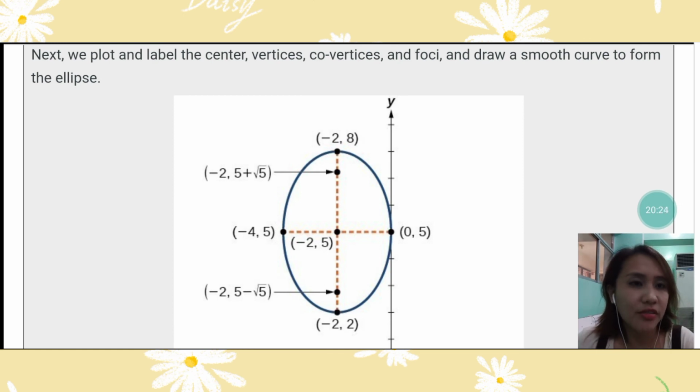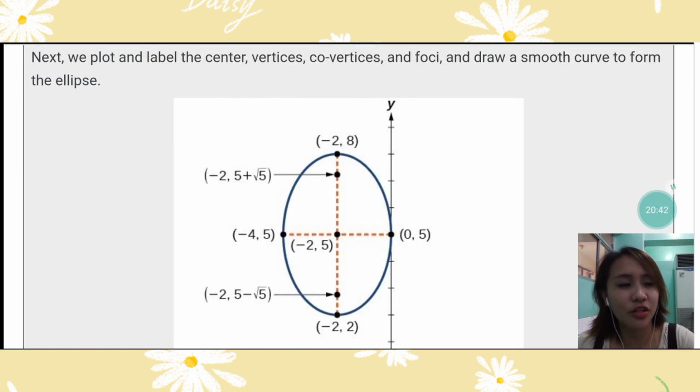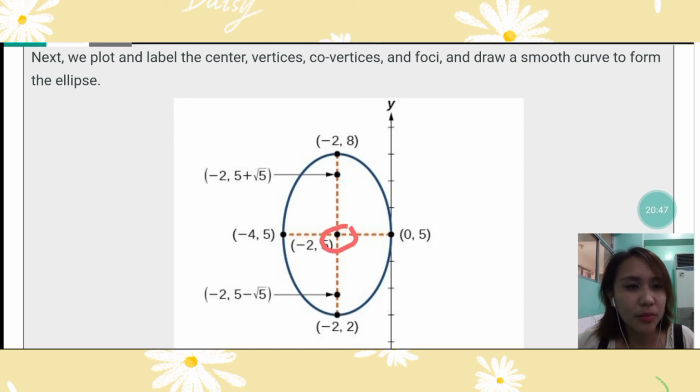So the center is at (negative 2, 5). That is 2 units to the left of the origin and 5 units going up. So that's the center. Then for the vertices, that's (negative 2, 8) and (negative 2, 2). So that is 1, 2, 3 units up, then 3 units down.